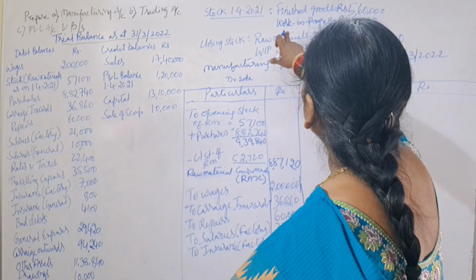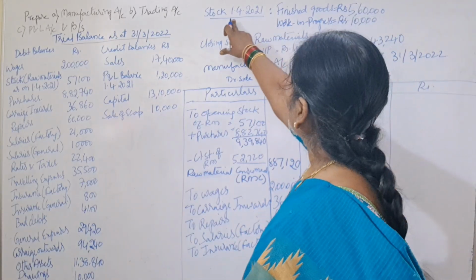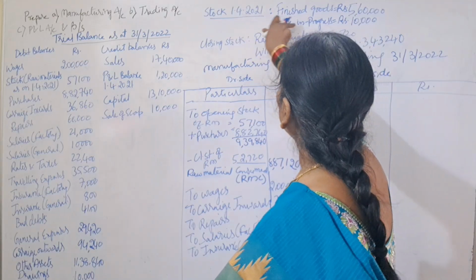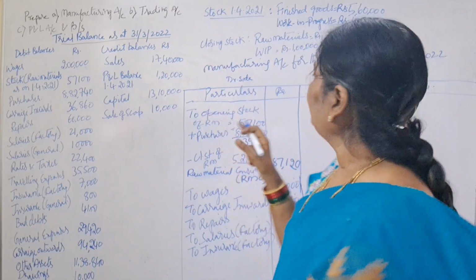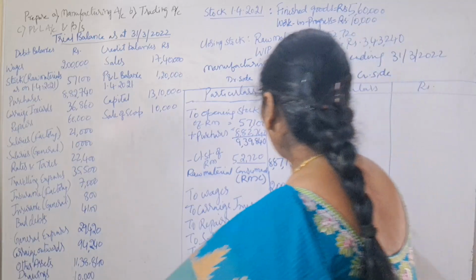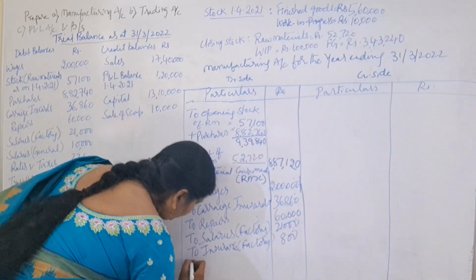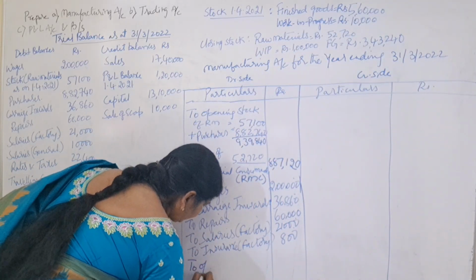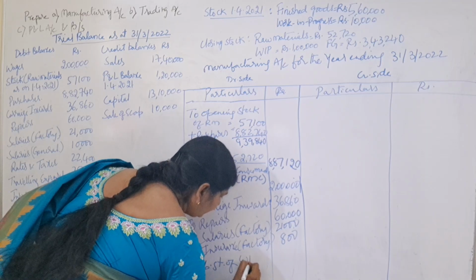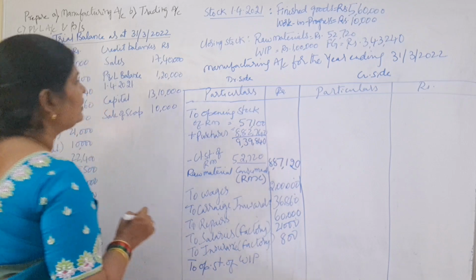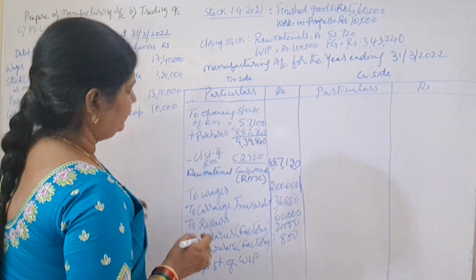Next we have to take opening stock of work in progress. Opening stock means it is on 1/4/2021. So here we are taking to opening stock of work in progress. So what is our opening stock? 10,000.